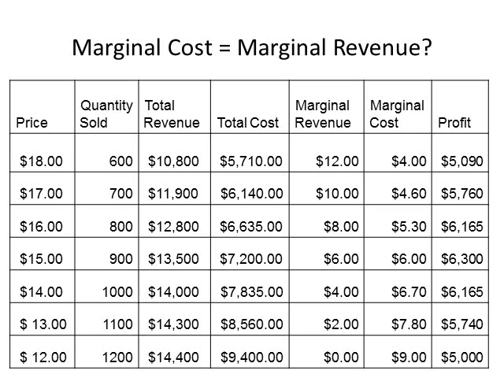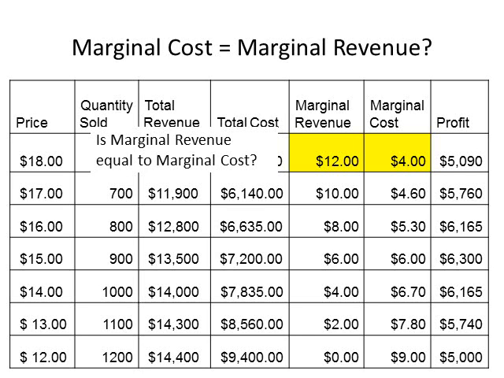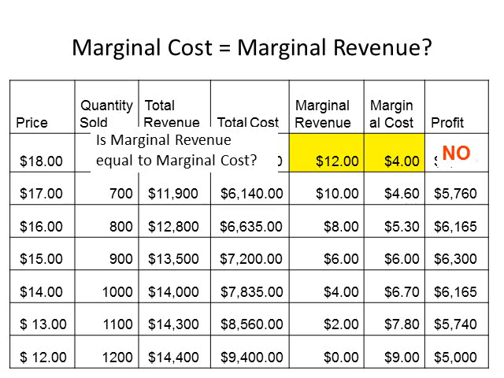Here's the table with the monopolist's price, total production, marginal revenue, marginal cost, and profit. How much product will the monopolist produce, at what price, and what will be the monopolist's profit? Let's see if the marginal cost is equal to the marginal revenue. The monopolist's marginal revenue is $12 and the monopolist's marginal cost is $4. Since $12 is not equal to $4, the answer to the question is no. The marginal cost is not equal to marginal revenue.